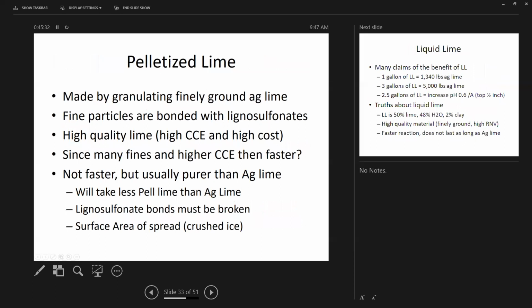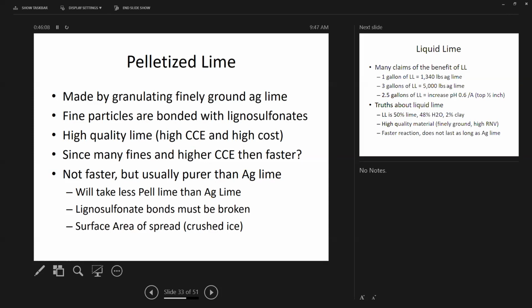So the pelletized lime, and I need to boogie on, we're taking a lot of the fines in ground limestone. Now they will generally use a higher quality lime. You have your high CCE, high calcium carbonate equivalent, a more pure lime, grind it up fine, and then take that and use some sort of bonding agent to make a pellet. Lignosulfonates are one of the most common. It's a high quality lime. It has a high CCE and a high cost.